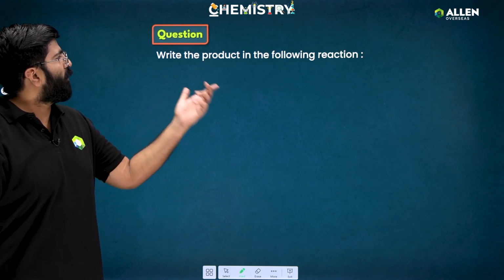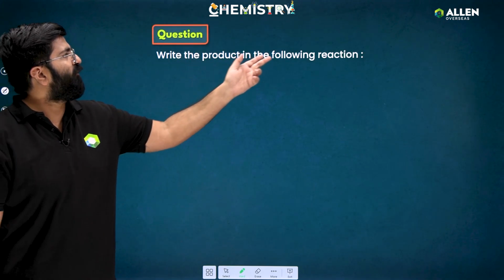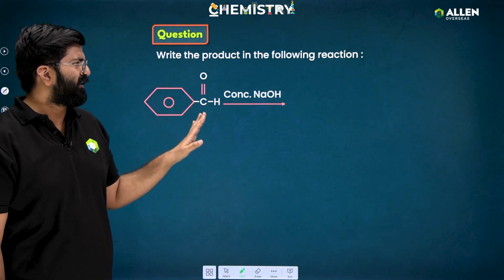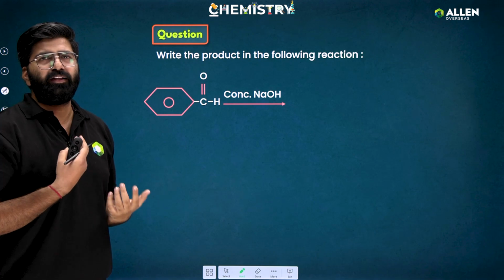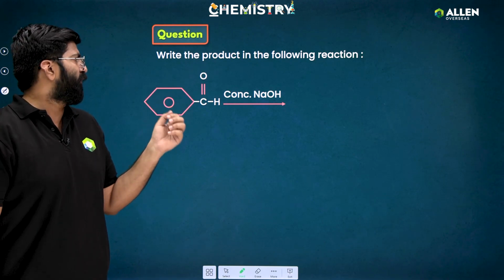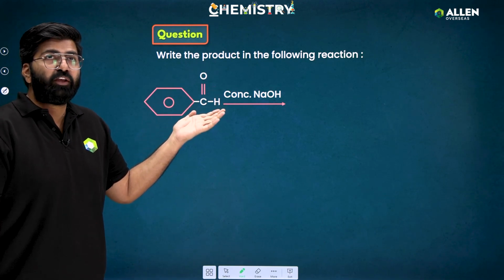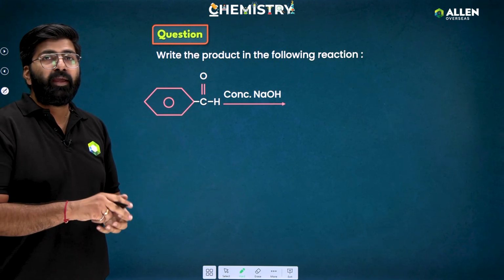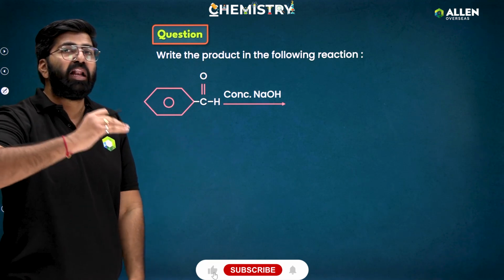In this question, what is given to us? Write the product in the following reaction. If you are given this, you don't have to go through the mechanism again and again. You can directly write the answer. How? Because now we know, if you remember, that we use 2 aldehydes and those aldehydes shouldn't have any alpha hydrogen.